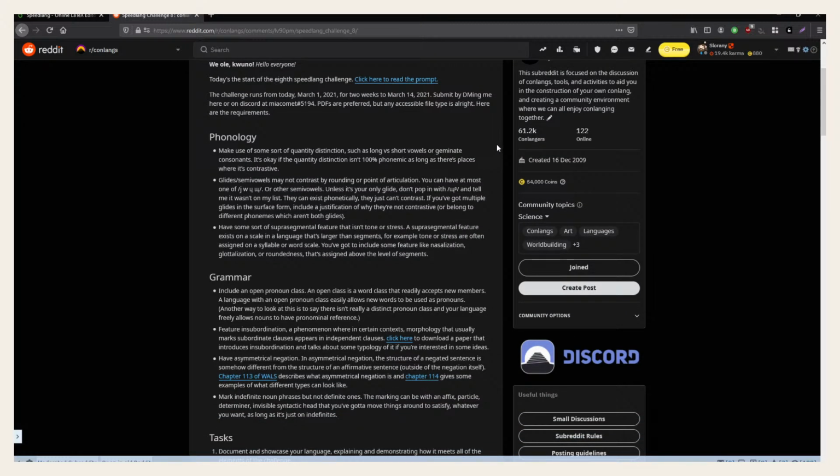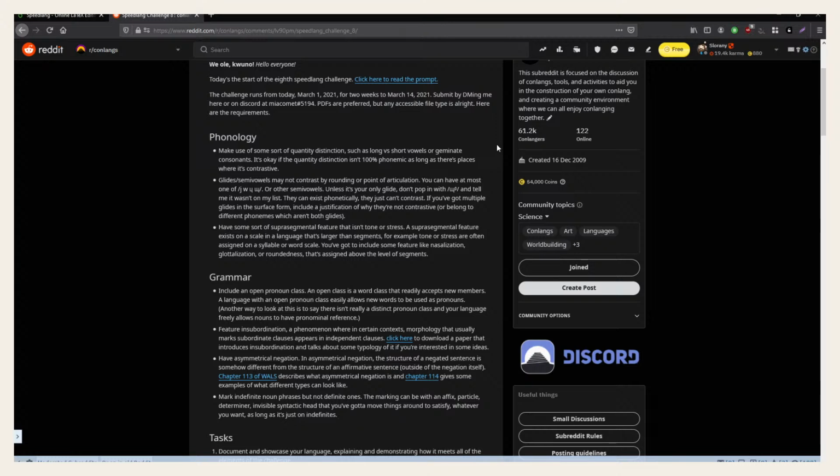So, phonology requirements. Make use of some sort of quantity distinction, such as long versus short or geminate consonants. Okay. It's okay if the quantity distinction isn't 100% phonemic, as long as there are places where it is contrastive. Okay, so that's a neat requirement.